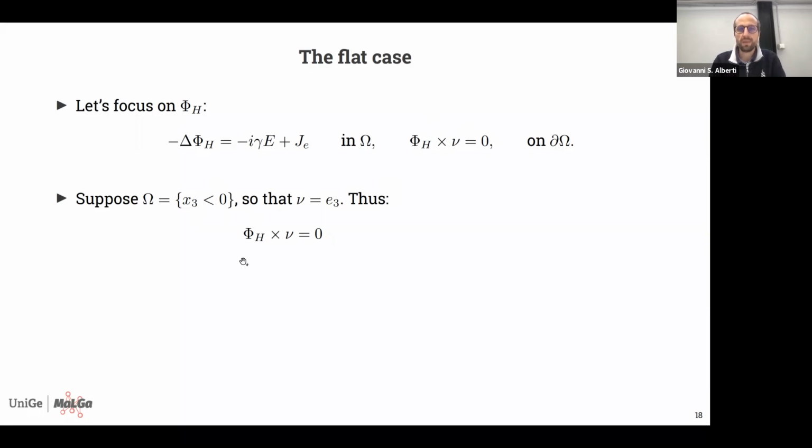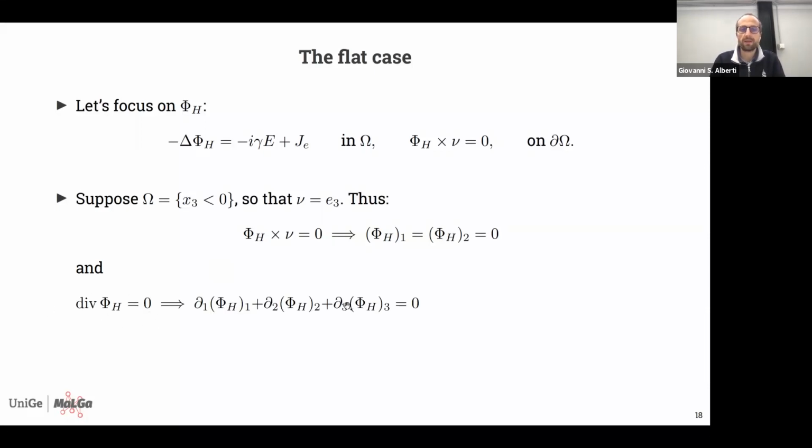This is the boundary condition. What does this mean? It means that the tangential components of phi H are 0, but since the boundary is flat, the tangential components are those aligned with the first and second axis. So basically I get phi H1 and phi H2 to be 0 on the boundary. Good. But then I also have, and this is just thanks to the Helmholtz decomposition, phi H is divergence free. If it's divergence free, let me just expand the divergence.